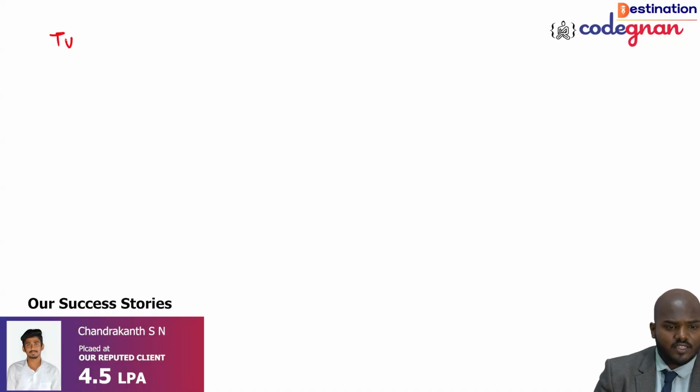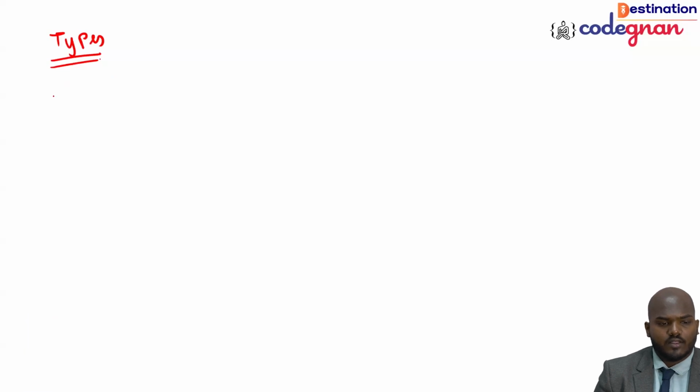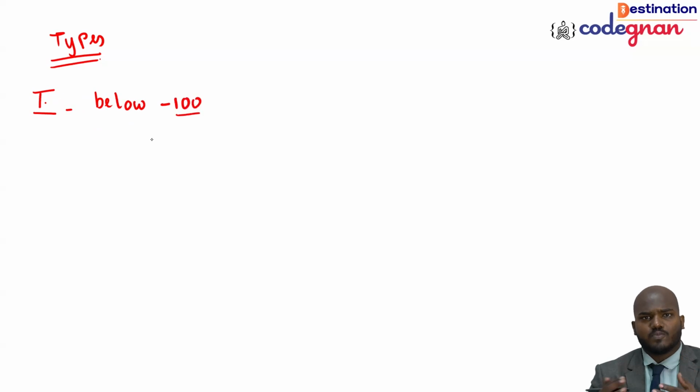More probably guys, here you need to be very focused on some particular thing which is very important. I'm typing here as types, because these types are so important here. So the first type is below 100. If you want to find any square with respect to numbers below 100, we have one shortcut.